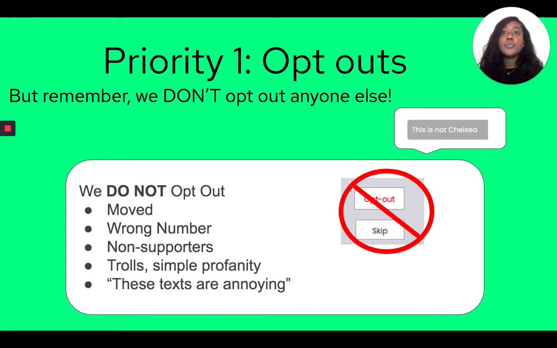On the other hand, we don't want to opt out anyone who doesn't ask, because that means we can never talk to them again. So we don't opt out wrong numbers, if someone informs us that they've moved, if they're trolling or using simple profanity, or people are just annoyed at us reaching out and texting them. There are canned responses for each of these scenarios, and if you're not sure, you can always ask. That help needed tag is there for you to use.